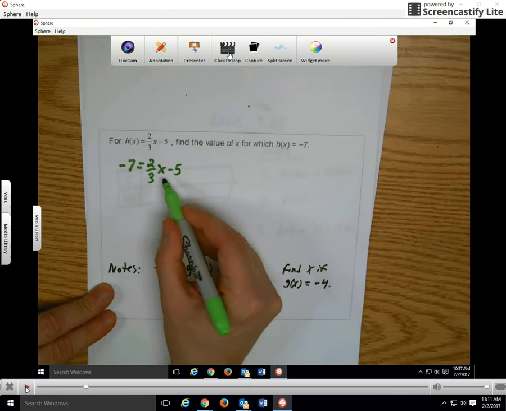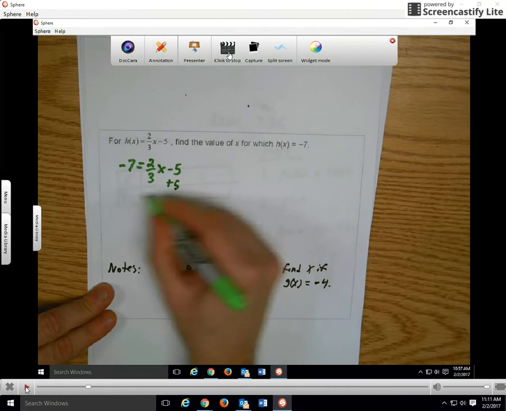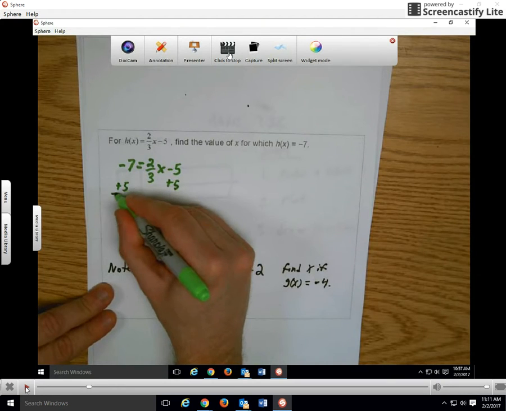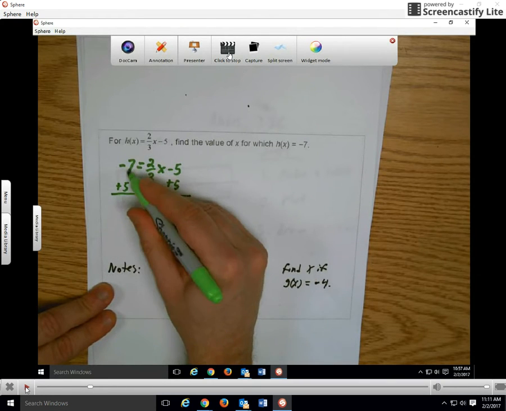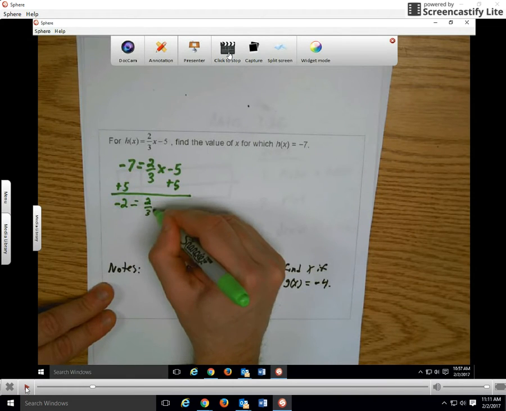And now we just need to solve for x. We can do that in 2 steps. Add 5 to both sides. Add straight down here. -2 equals 2/3 x.